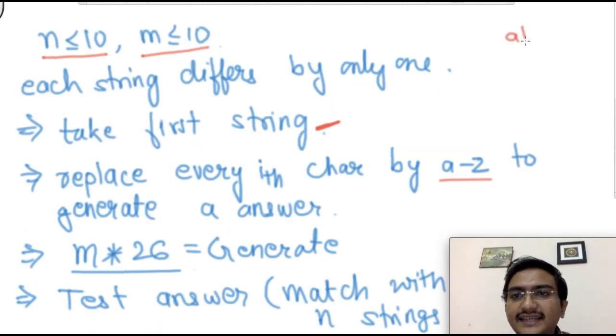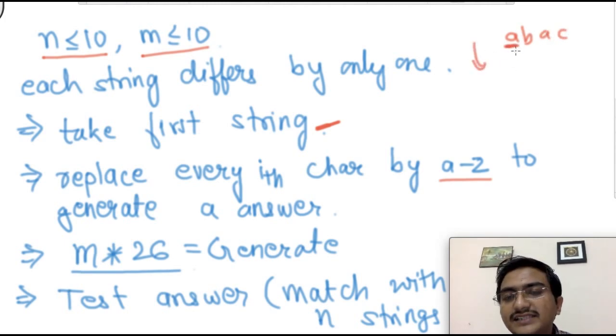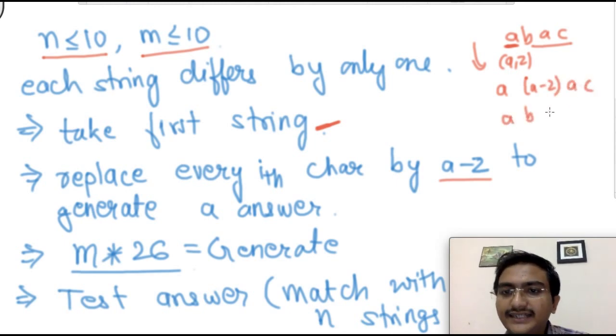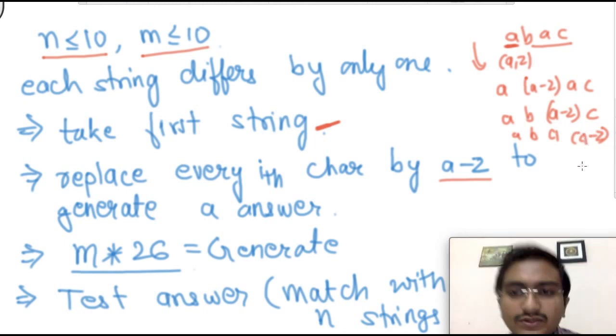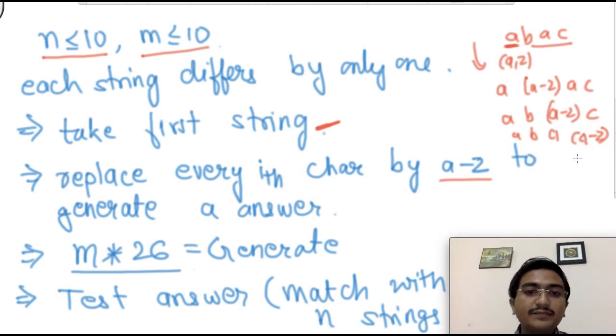Suppose like in the previous example, I take a b a c. What I can generate is: replace the first character by a to z and keep the others the same, or replace the second character by a to z and keep the others the same, or keep the first two characters the same and replace the third character by a to z and then check, or similarly keep the first three characters the same and just replace the last character with a to z. In that way you can generate all the possible answers.